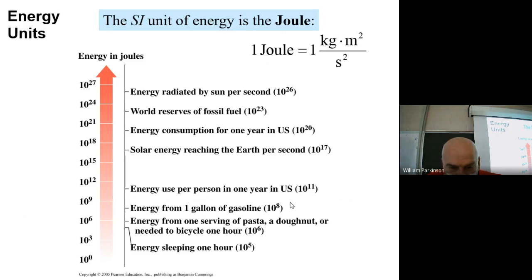Okay, so then if we see up the scale a little bit, the energy in a serving of pasta or a donut is 10 to the 6th joules. So what that is kind of saying, if you could translate that into calories, we got about 200 calories in those things.